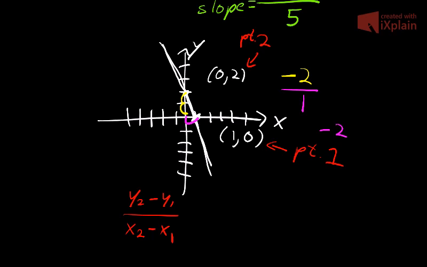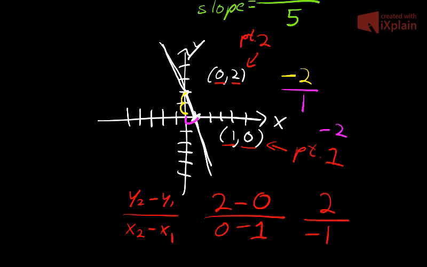y2 is the y of the second point, which is this 2 here. y1 is the y of the first point, which is right there. It's a 0. And we're going to divide by x2, which is the x of the second point, 0, minus x1, which is right here, and that is a 1. So I end up with 2 minus 0 divided by 0 minus 1, which is going to give me 2 divided by negative 1, which is equal to negative 2.